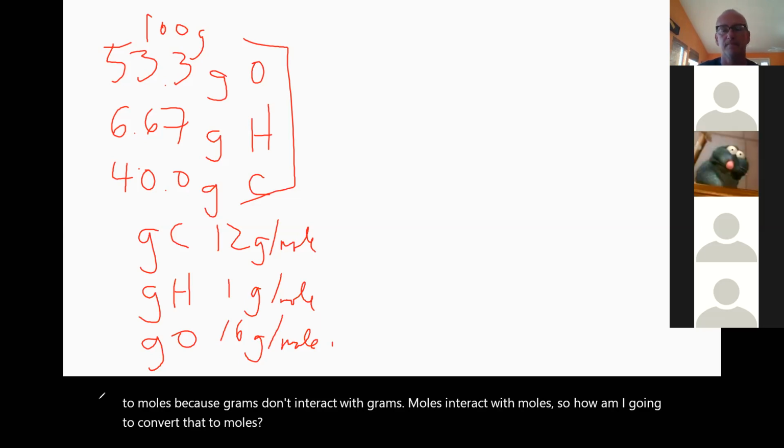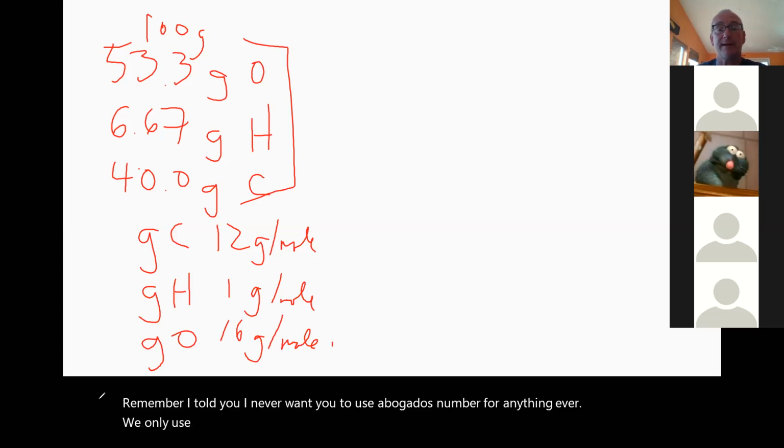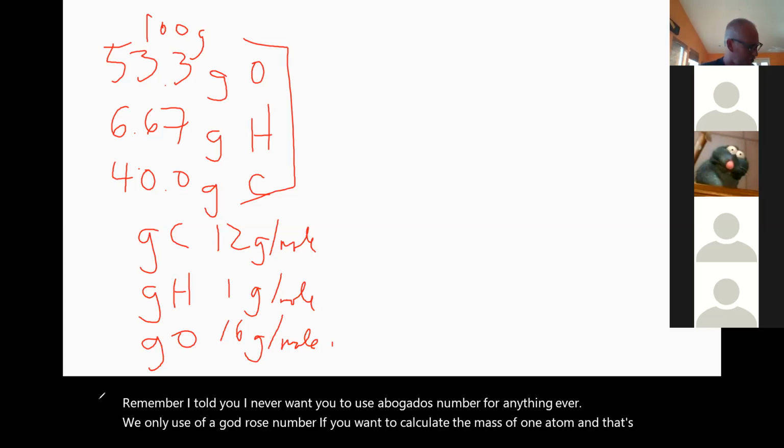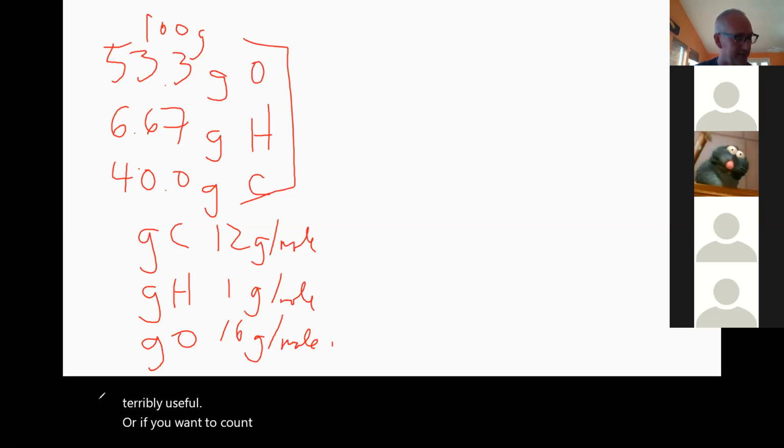Would you use Avogadro's number here? Nope. Remember, I told you, I never want you to use Avogadro's number for anything ever. We only use Avogadro's number if we want to calculate the mass of one atom, and that's not terribly useful. Or if we want to count atoms, and that's not terribly useful either.